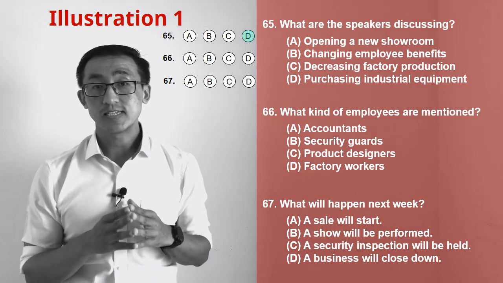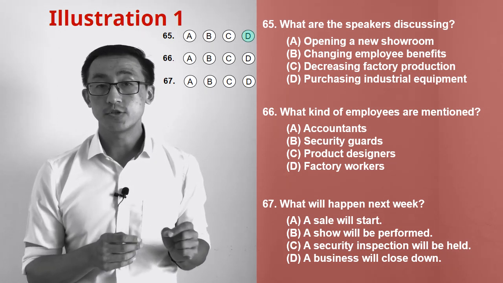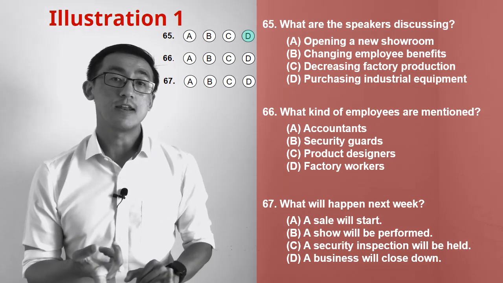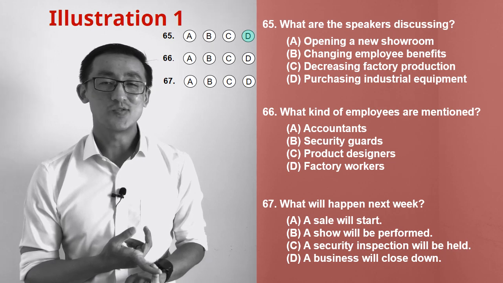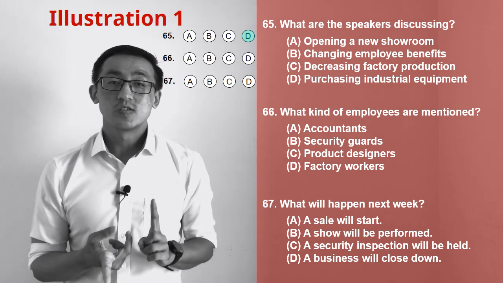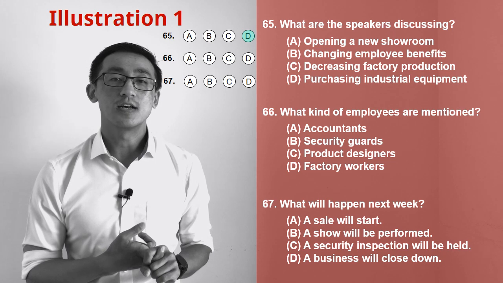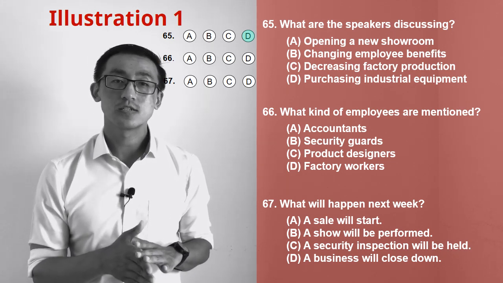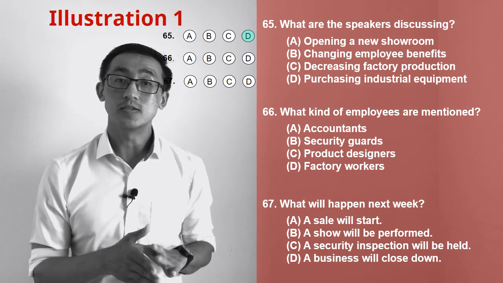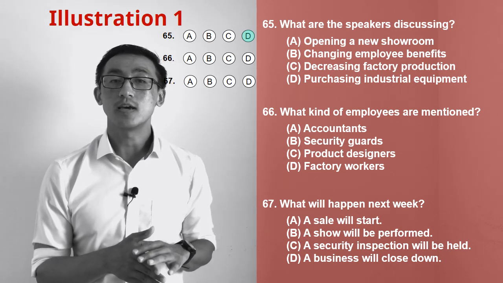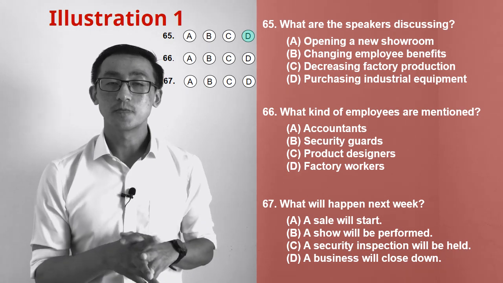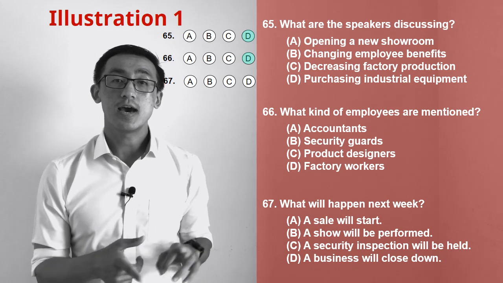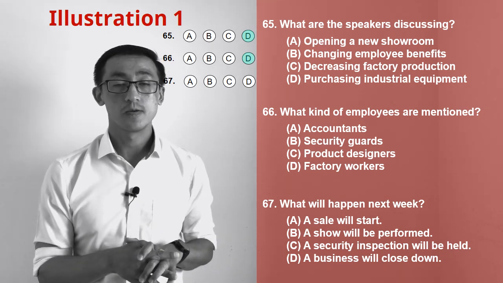So question number 66, what kind of employees are mentioned? Accountants, security guards, product designers, and factory workers. This one is a bit tricky here. So they are talking about security guards and factory workers. So they want some safety equipment, right? That's why the security guards look very appealing. But the answer is factory workers. They need hard hats, boots for the factory workers.